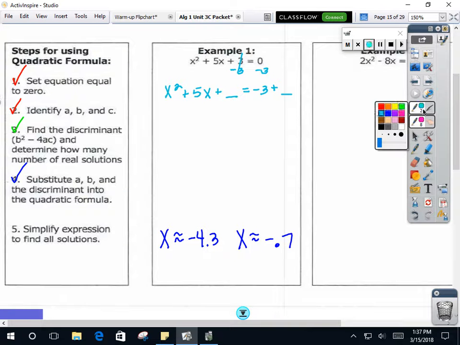How do I now fill in that blank? Right, you take your b, which is 5, divide it by 2, which will be 2.5, and square it, which will be 6.25.